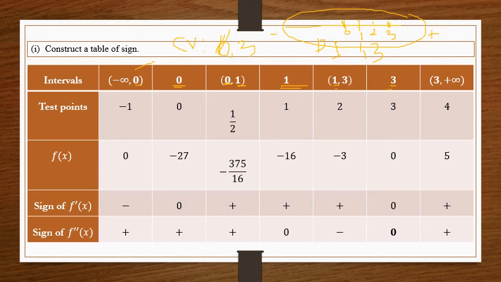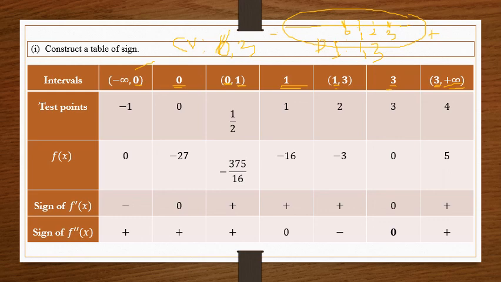Tapos, next dito is si 3. Kumbaga parang chain, pag nag-stop kayo, doon kayo magsisimula ulit sa next. Then, since nag-stop tayo kay 3, yun din yung unang ilalagay natin dito sa interval natin. And then, ang pinakahuling interval natin class is up to positive infinity.